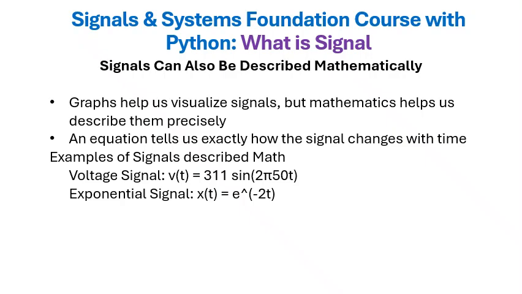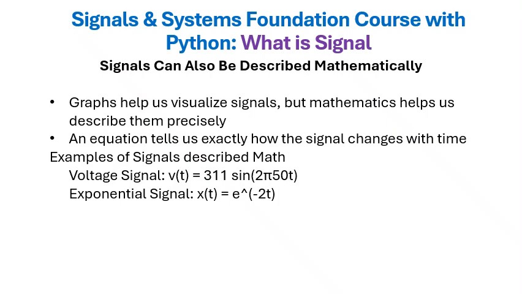And if we describe them mathematically, it helps us describe them very precisely. So an equation tells us exactly how the signal changes with time. So that means we represent the signal by the equation. Examples of the signal described by mathematics are shown here. These are both of the signals which we have seen in the previous slide.